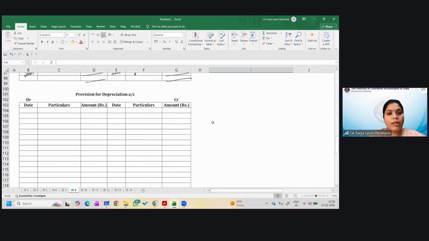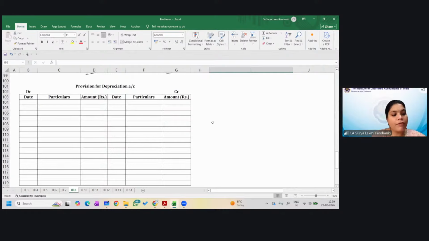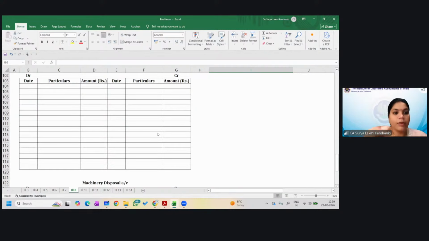Now let us move to this provision for depreciation account. In this provision for depreciation, what will happen? You will record all the depreciations in this. You will not record it in the machinery account. All the depreciations, whatever we have calculated, will be recorded here. Okay. So first depreciation will be on 31st March 2020, by depreciation account. I think the first depreciation was 1,20,000. So 31st March 2020, to balance carried down will be 1,20,000.